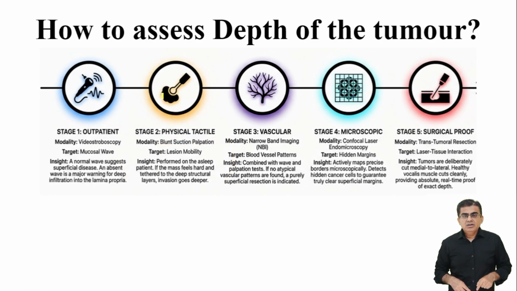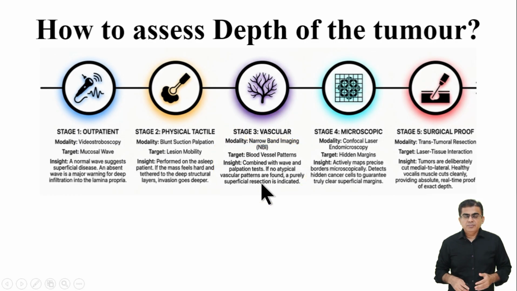3. We must carefully analyze the vascular patterns using narrow band imaging, or NBI. We combine this visual data with our previous wave and palpation tests. If we see absolutely no atypical vascular pattern, we can confidently proceed with a purely superficial resection.